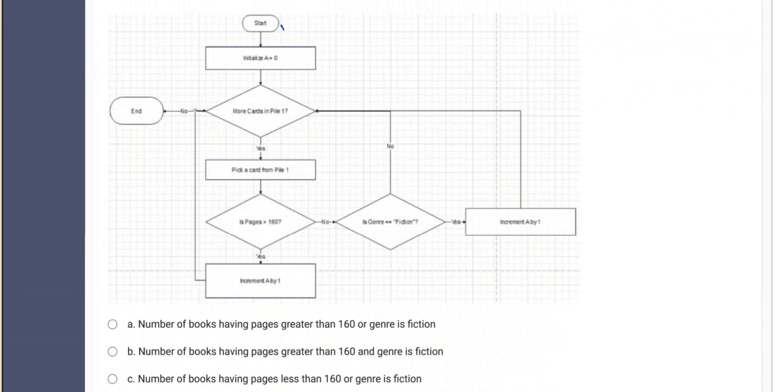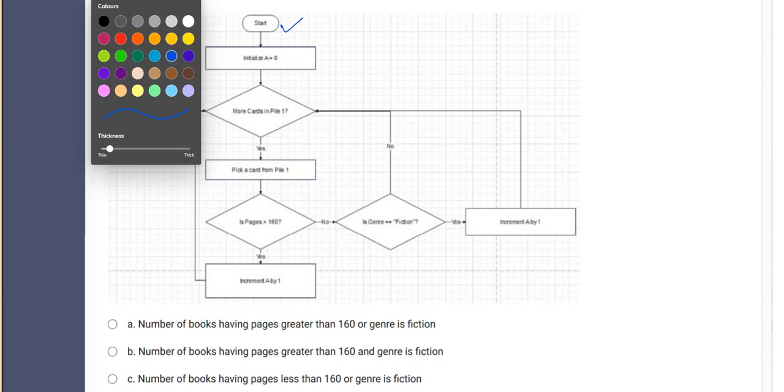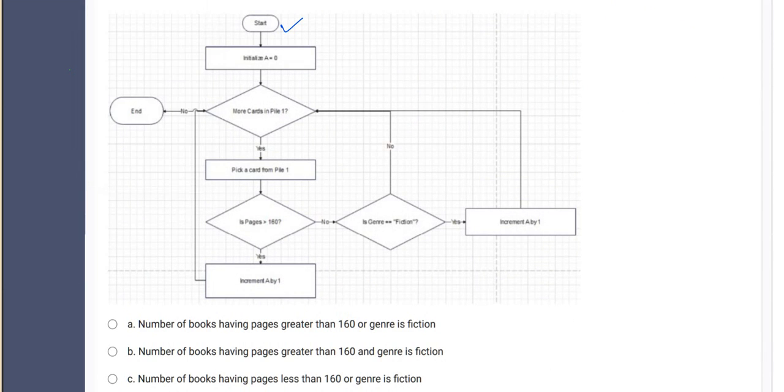So here we are starting this, and here A is 0. And we are checking if there are more cards in pile 1. If there are more cards, pick a card from pile 1. Here the first condition is that we are checking if there are pages greater than 160. In that case, A gets incremented by 1.